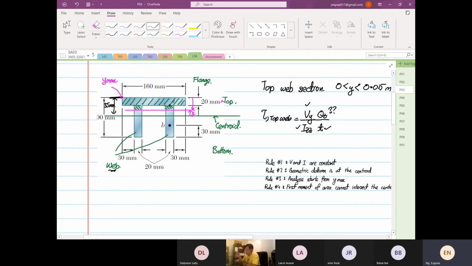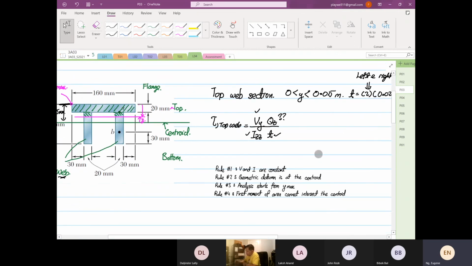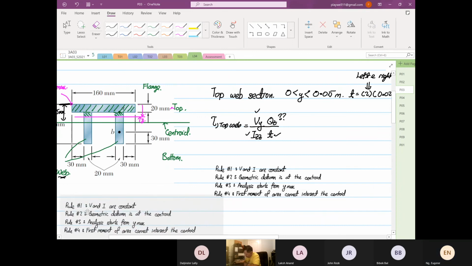Let me repeat. The Q, first moment of area for the flange, is a constant, because of the limits. It goes from 0 to 0.015. But we have to consider the flange because the analysis starts from y max. Then after that, we consider the area of the web, which is a variable. Now let me put the rules on the side.